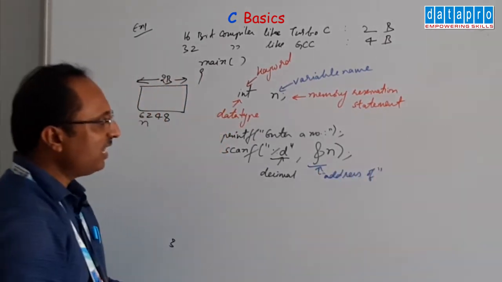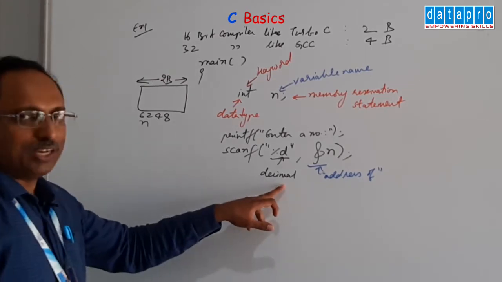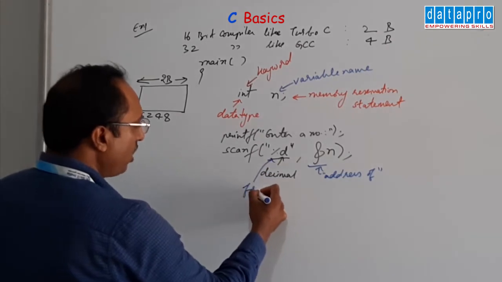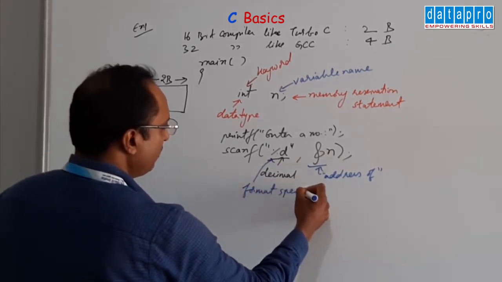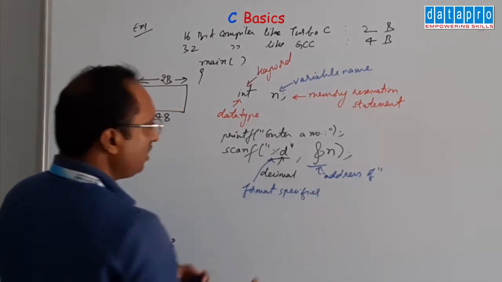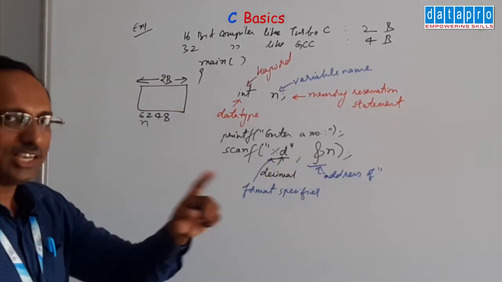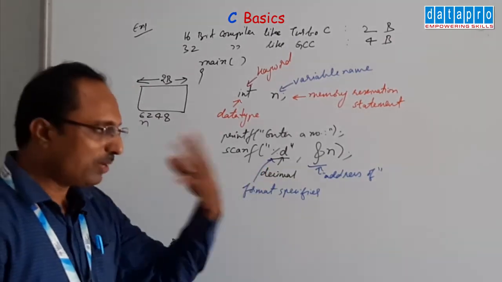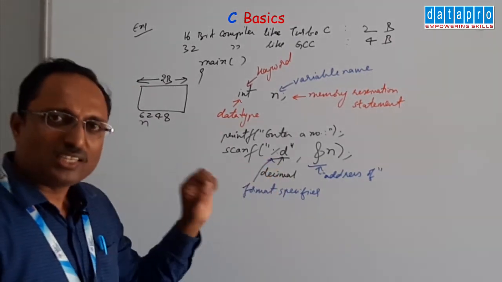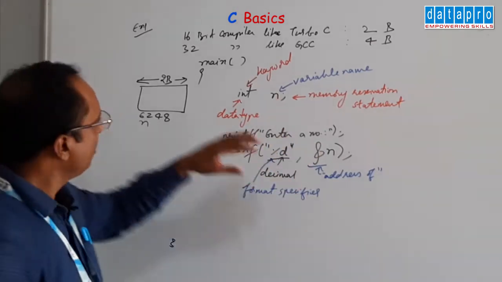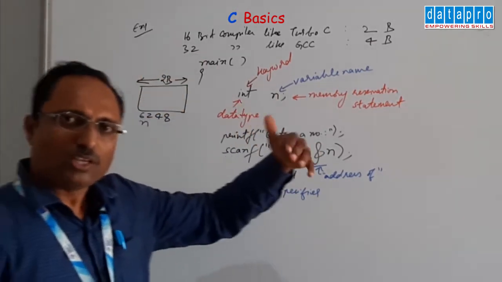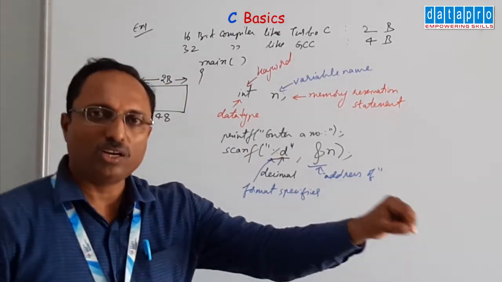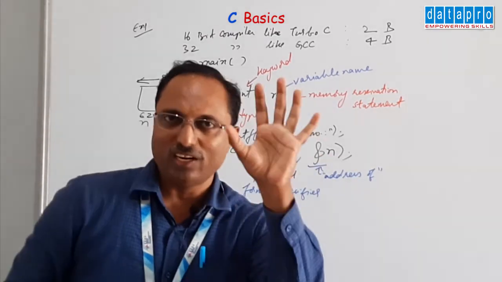So, we read it as address of, and %d is decimal. d stands for decimal, and this entire thing is known as a format specifier. It tells what type of data you want to read. So, these two things have to be conveyed to the scanf function. What are those two things? What type of data, and where we want to store, because in this program we can have several other variables as well. So we have to mention into which variable or which location we want to enter that value.